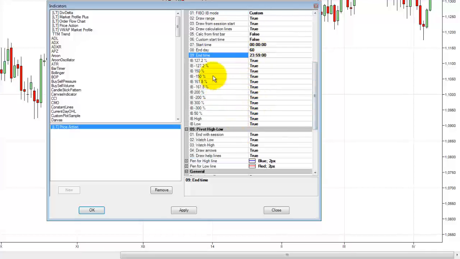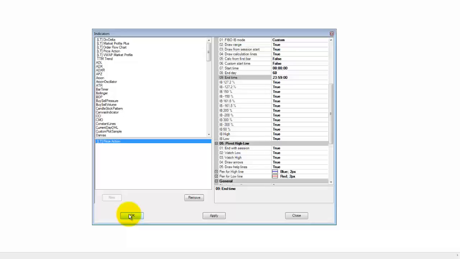Over here you have some important extension multiples. I usually use 150, which is 1.5 times the initial balance, 2 times initial balance and 3 times initial balance. A few of our colleagues in the Market Profit Pack team also use these multiples 27.2 and 61.8. For the purposes of this video I will leave all the multiples to true and click OK.